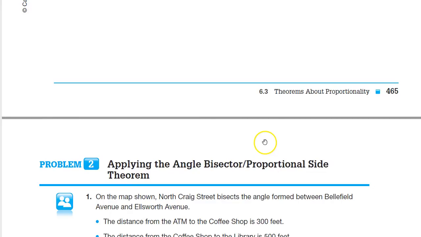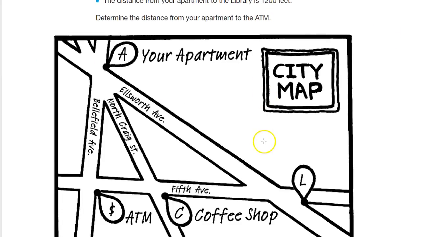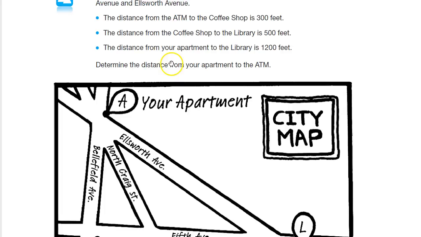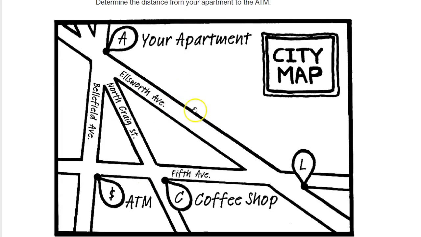Okay, coming down a little bit on this one, it talks about how you can apply that. So again, since North Craig Street here is bisecting this angle, it means that it's dividing Fifth Avenue in proportions that are equal to the ratio of Belfield Avenue over Ellsworth Avenue. And so you can solve for an unknown quantity. They give you some measurements in here. You fill in the measurements, and then you can write a ratio. Just look at this triangle to help you with this problem.